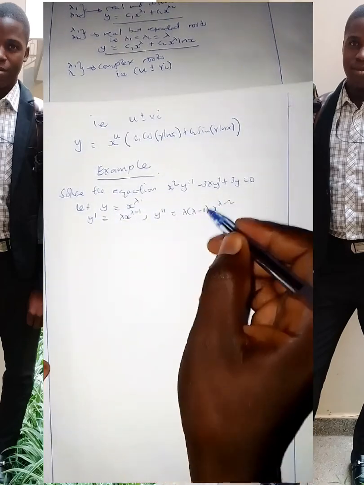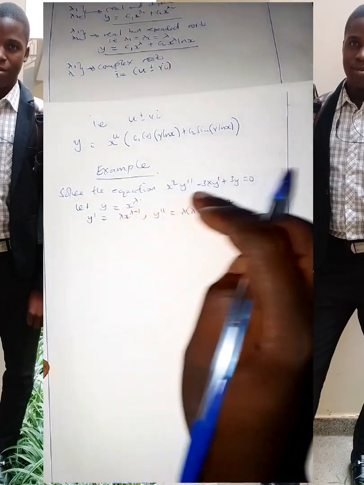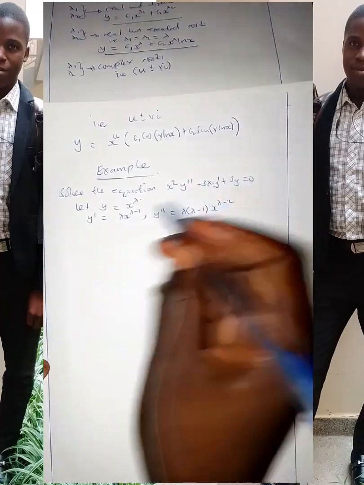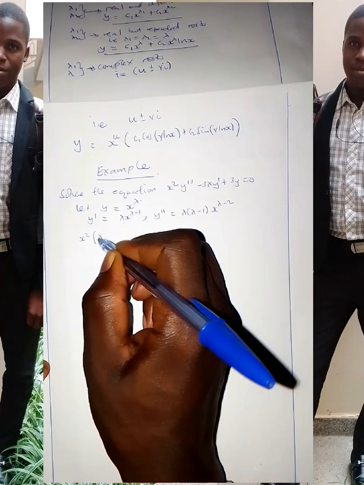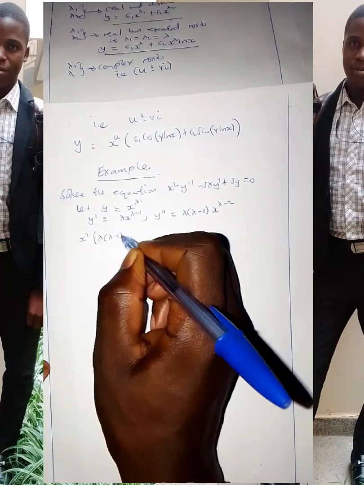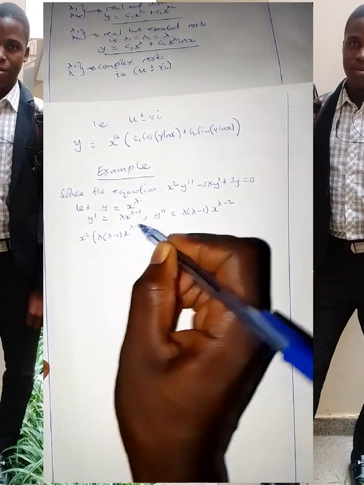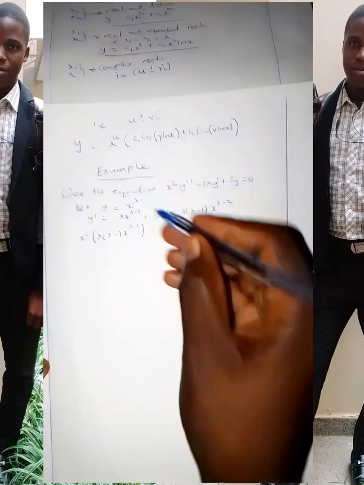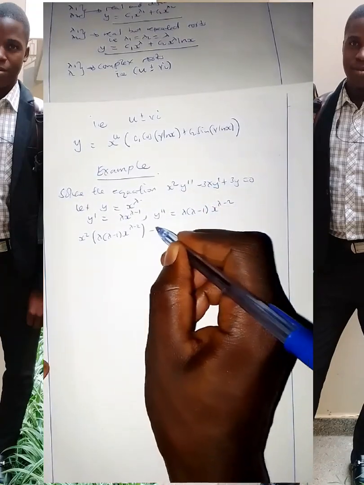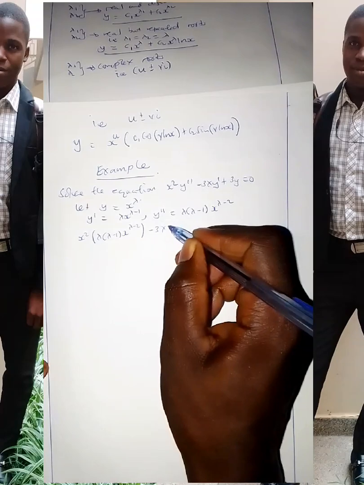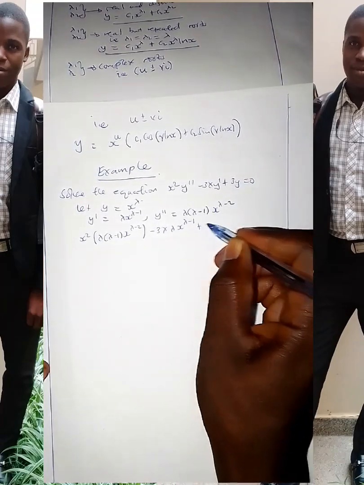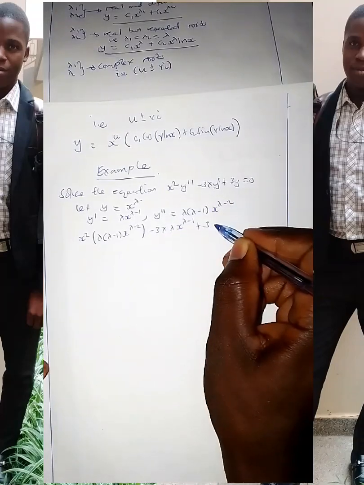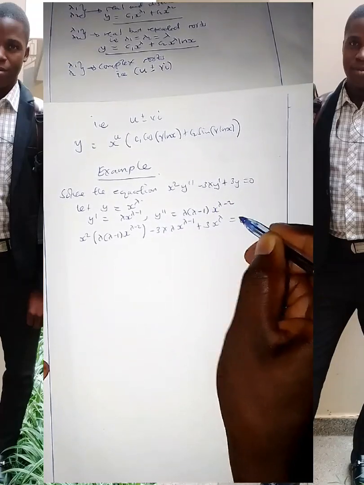After getting that, you are supposed to substitute all this into the equation. So we shall have x squared, where there is y double prime, lambda into lambda minus 1, x to the lambda minus 2. After substituting, you go here, minus 3x, where there is y prime you substitute lambda x to the lambda minus 1, then plus 3, where there is y, we have x to the lambda, and this is equal to 0.